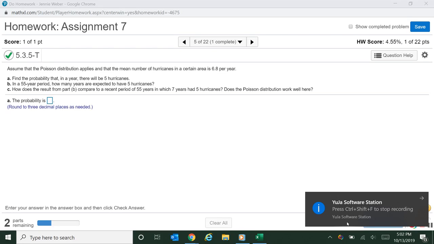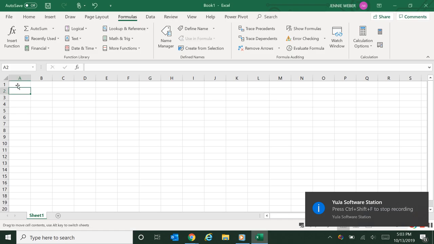We're going to assume that the Poisson distribution applies since the mean number of hurricanes in a certain area is 6.8 per year. Find the probability that in a year there will be 5 hurricanes. Okay, so we want to find P of 5, so when X is 5. And we're going to use Excel to do this. You can use the formula, but Excel does it beautifully.